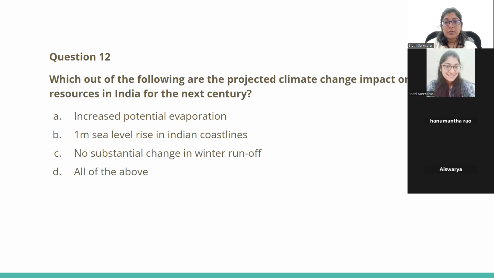Which out of the following are the projected climate change impacts on water resources in India for the next century? We talked about the seasonal impact of climate change. What is going to be the overall impact on water resources in the next century?